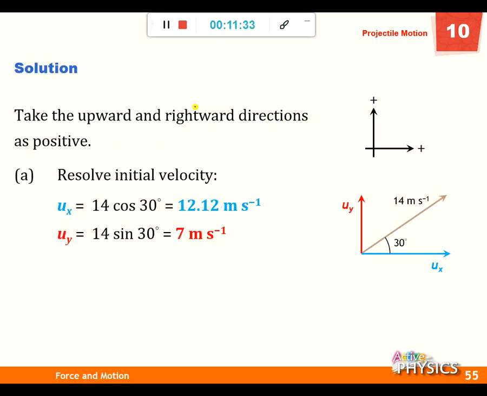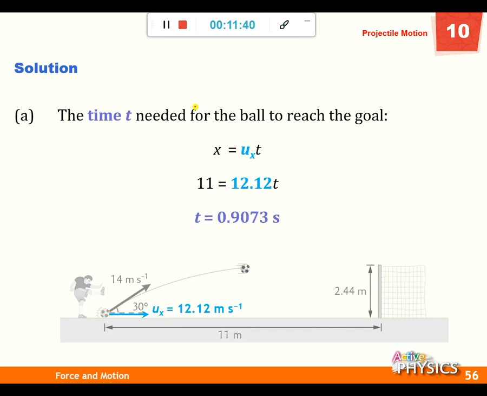Now look at this, the same method. Initially, we solve the components: horizontal one cosine, vertical one sine. And then remember that in this question, T will be the linker, the connection point, between vertical and horizontal motion. In this case, you should start from 11. Because we know the angle, it means we know ux. We know the x, the range, should be 11. Then you can calculate the time for the ball to travel in mid-air.